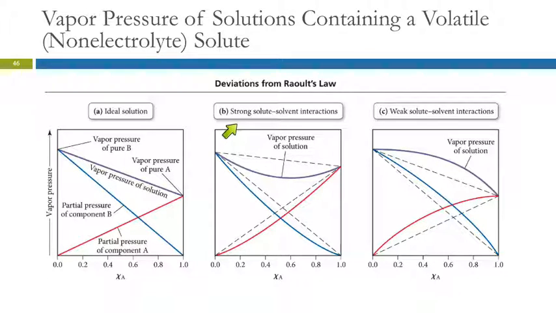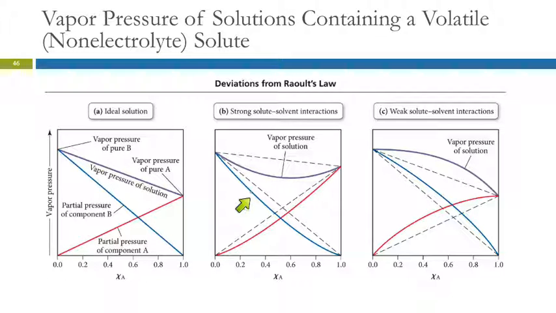If we have very strong solute-solvent interactions, meaning the solvent and the solute like each other a lot, stronger attractions, is that going to make your vapor pressure larger or smaller? Smaller. So what we see here is for component A, instead of being on this dashed line, being a nice straight line, we see that it actually dips down a little bit. The vapor pressure is lower than predicted by Raoult's law because these particles are liking being in the solution too much. They don't want to leave, and so the vapor pressure is lower.